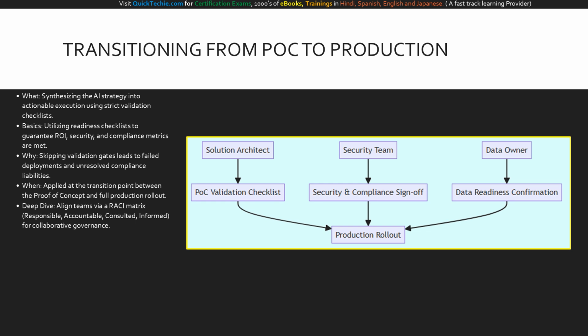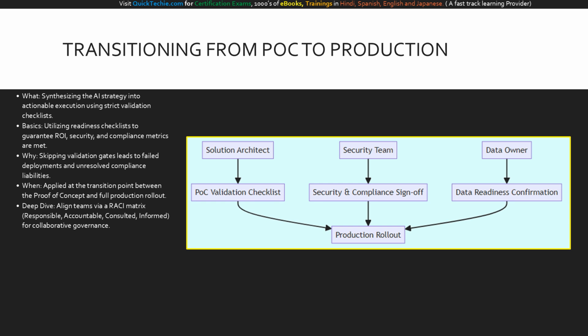Our final diagram presents a matrix-style flowchart showing the alignment of the RACI model with the transition from proof of concept to production. On the left side, we have the key personas, the solution architect, the security team, and the data owner. These roles feed into the central transition pipeline. The pipeline starts with the POC validation checklist, where the initial agent prototype is measured against the predefined success criteria. Once validated, the process moves to the security and compliance sign-off node, ensuring that the security team has approved the data access boundaries and threat protections.